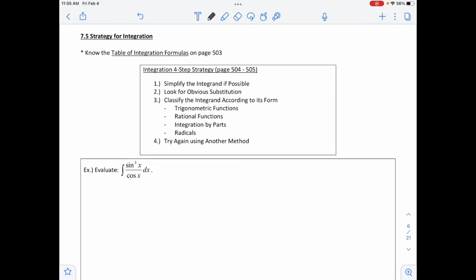The first example says evaluate the integral of sine cubed x over cosine x dx. I note that there are quite a few sines up in the numerator, so I'm going to pull out 2 of those sines and rewrite this as sine squared x times sine x all over cosine of x dx. Then using the Pythagorean identity, I'm going to rewrite sine squared x as 1 minus cosine squared x, times sine x all over cosine of x dx.